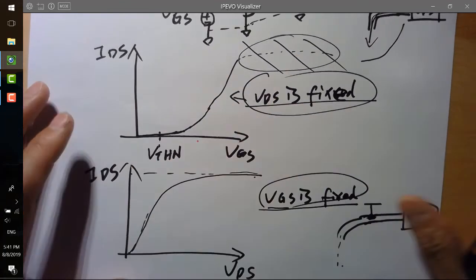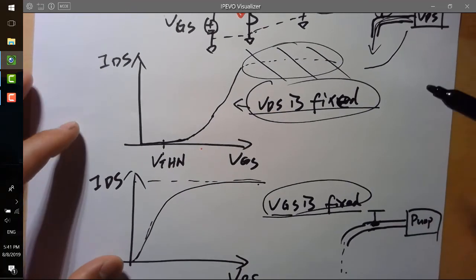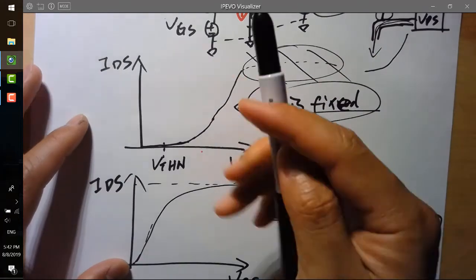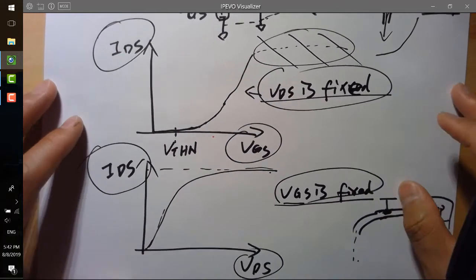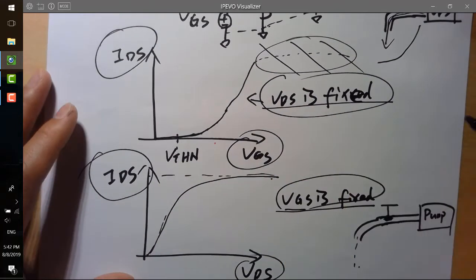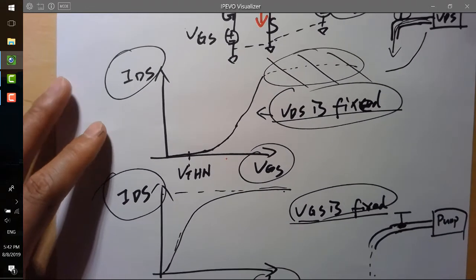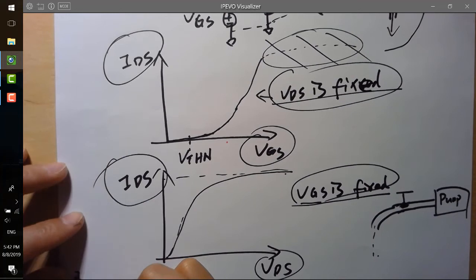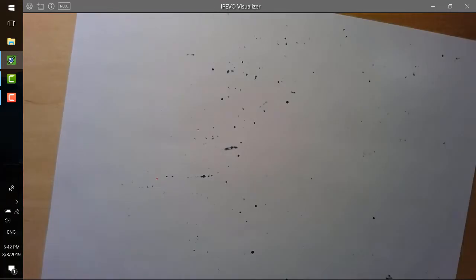So hopefully this will help a little bit. However, these are not too many curves, just two types of curves. One is VGS versus IDS. One is VDS versus IDS. Just keep in mind that these two curves look different, and we can verify that using a simulation tool. I'm going to introduce you really soon. That will be a better way to understand this as well.